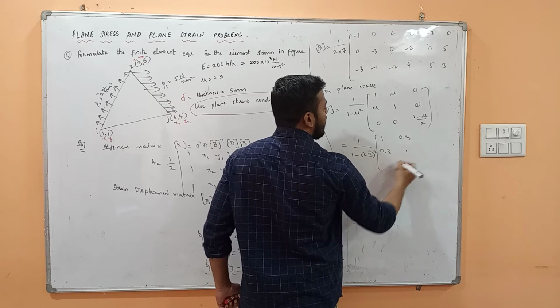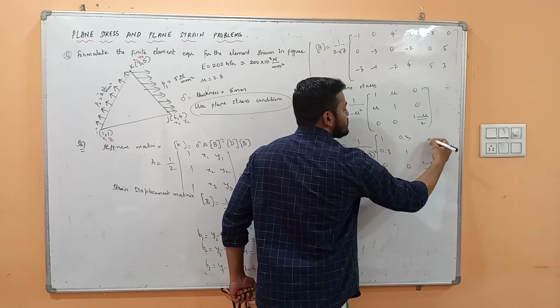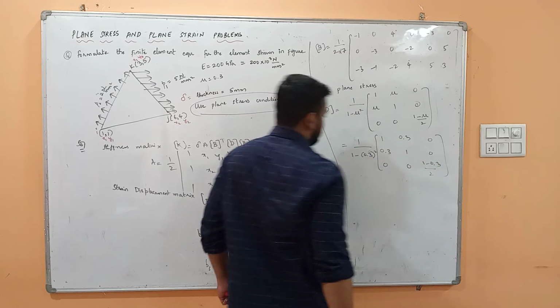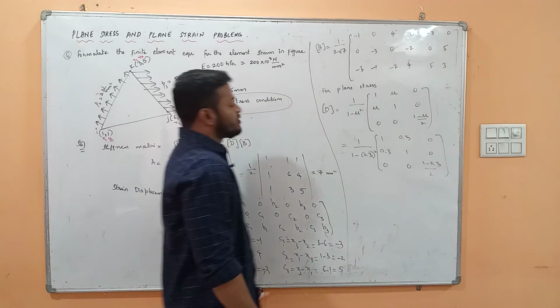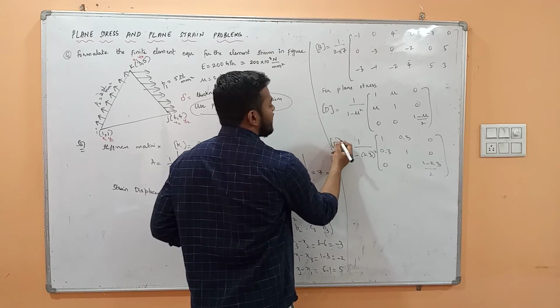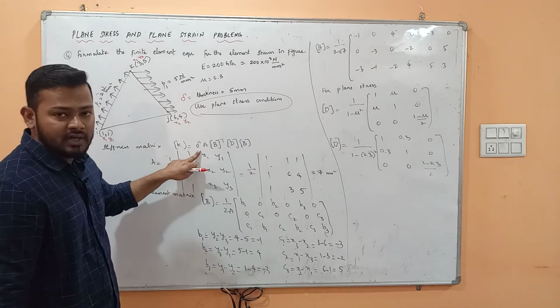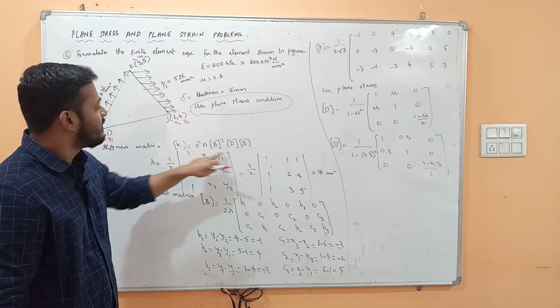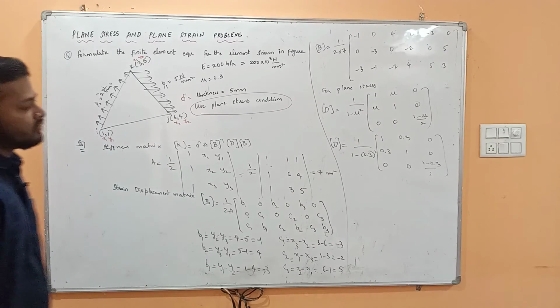1, 0.3, 0.3, 1, 0, 0, 1 minus 0.3 by 2, 0, 0. So we can find this out in the calculator. Just leave it here, up to here. So we got D as well. Next, we can substitute in this K matrix and we will get this complete. If we multiply, we will get the K matrix. So we are going to find out the K matrix now.